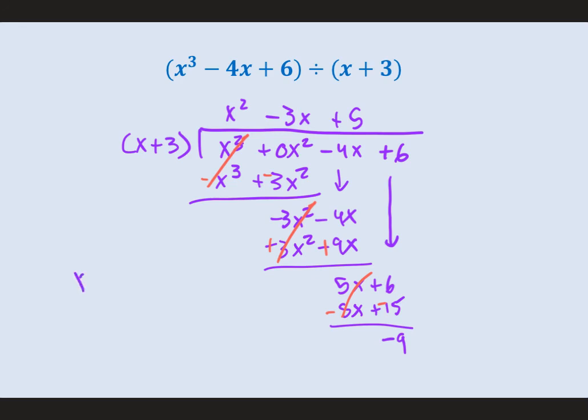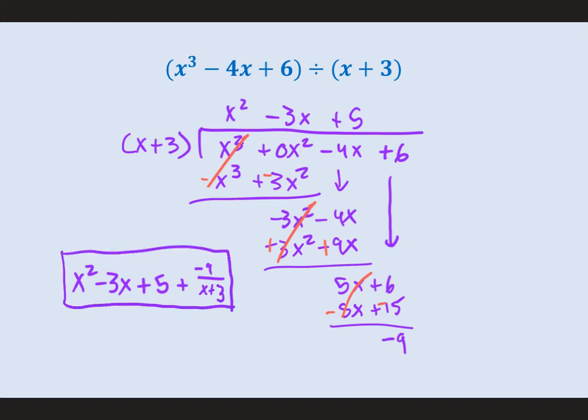We write our answer as x squared minus 3x plus 5. And then I always like to write plus, even though it's a minus. And I go plus, and then on top I write my minus 9 over what we were dividing by. So over that x plus 3. You could write minus 9 over x plus 3 rather than plus negative 9. I just like it that way. I think it looks a little better to me.